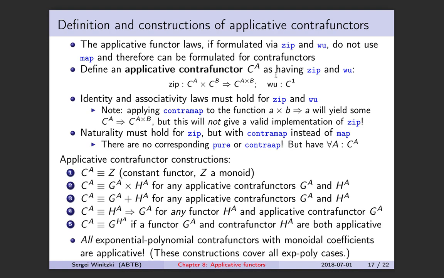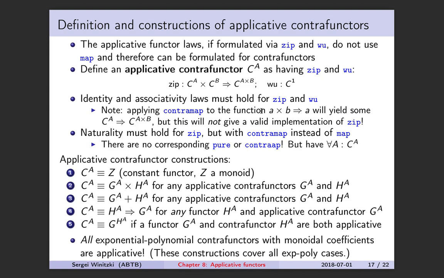We will look at constructions shortly. But one thing we need to keep in mind is that contrafunctors are different from functors in that they don't have map, they have contramap. So, for instance, you cannot take a wrapped unit and map it to get a pure out of it because you don't have a map, you have a contramap. And so it's slightly different.